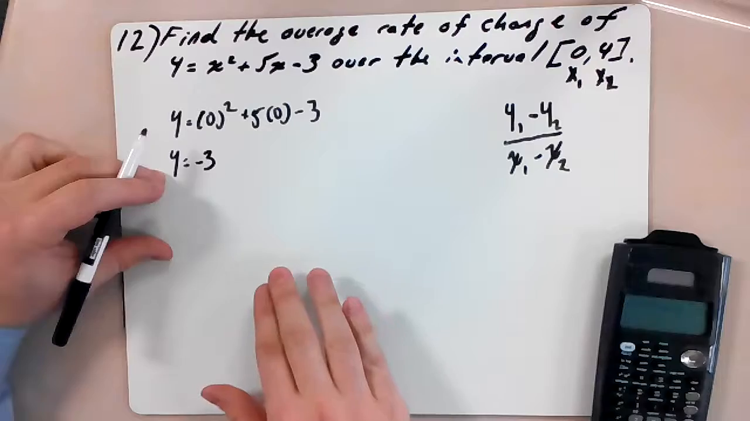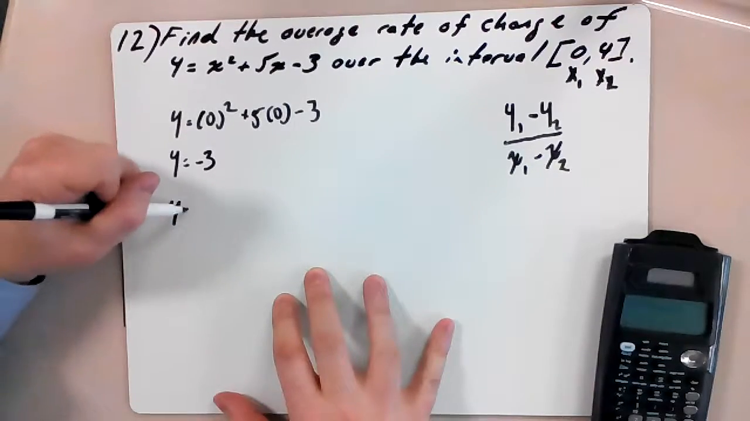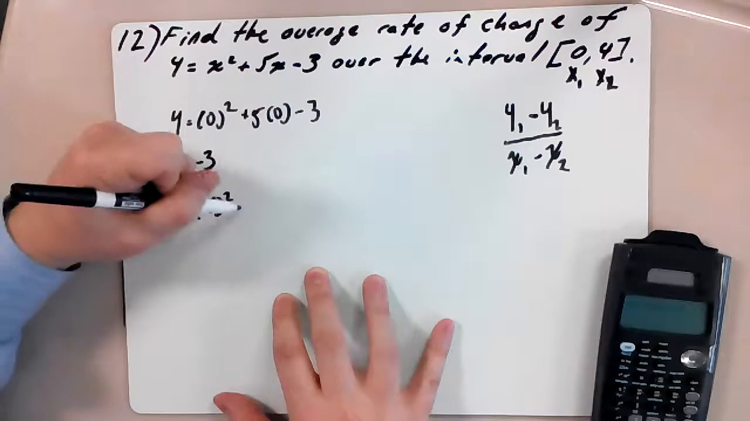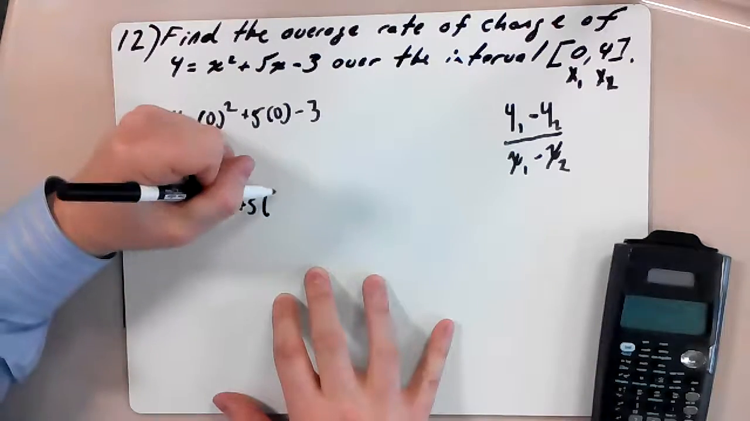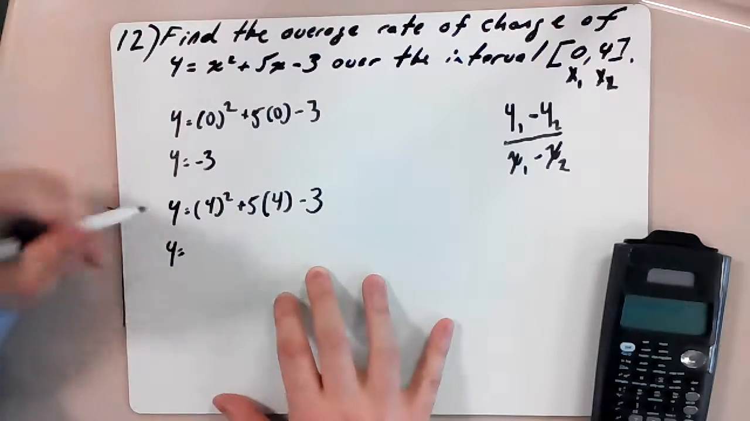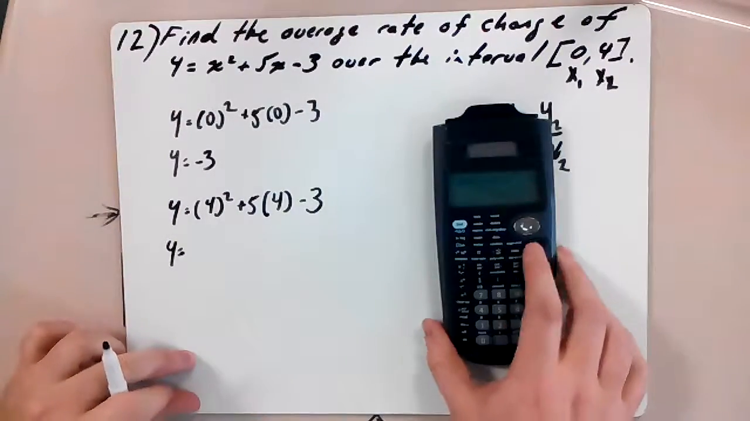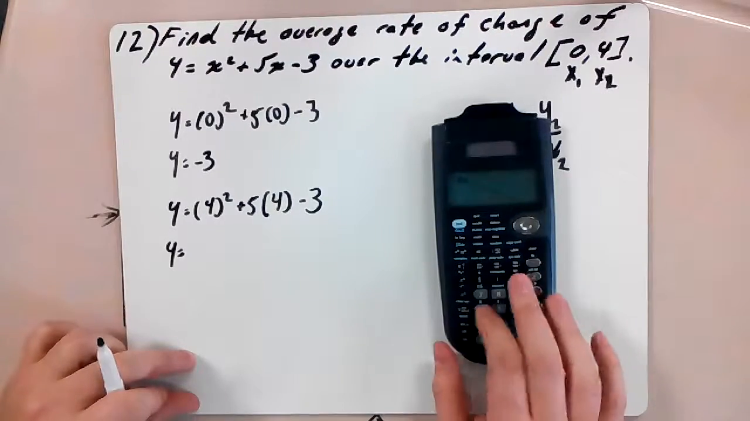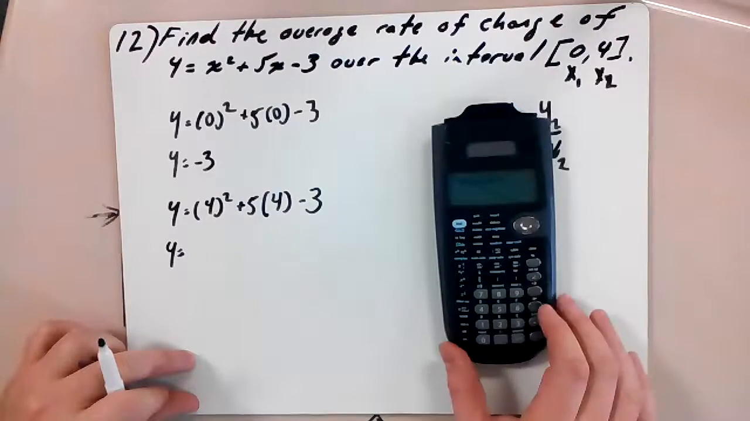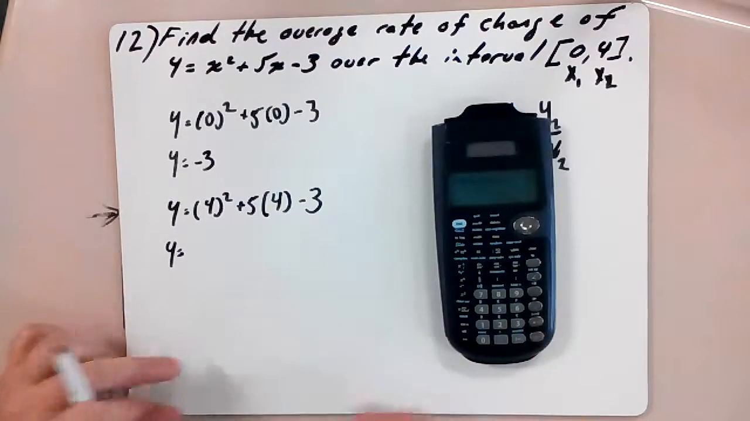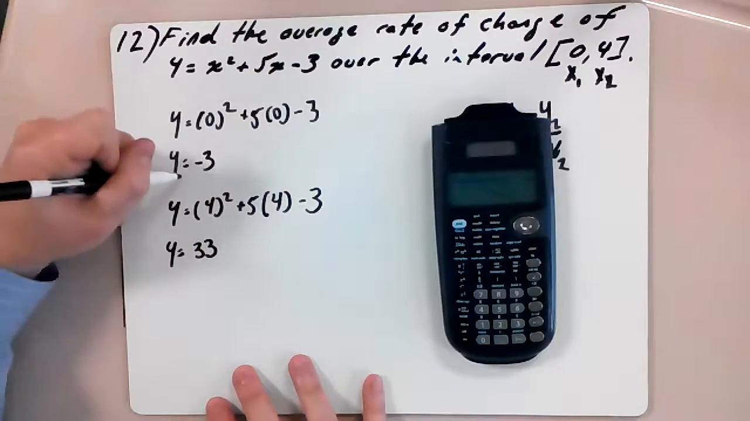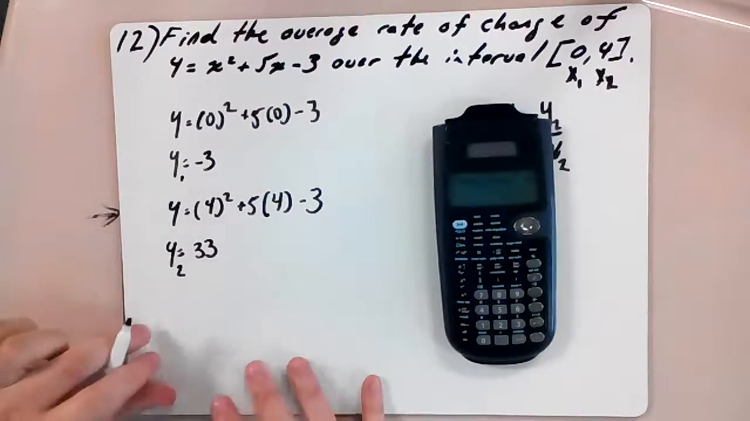Now, I'm going to plug the 4 in. So y equals 4 squared plus 5 times 4 minus 3. Let's get that one in there. Okay, so 4 squared plus 5 times 4 minus 3, and I get 33. So I'm going to say that this is y1 and that's y2.